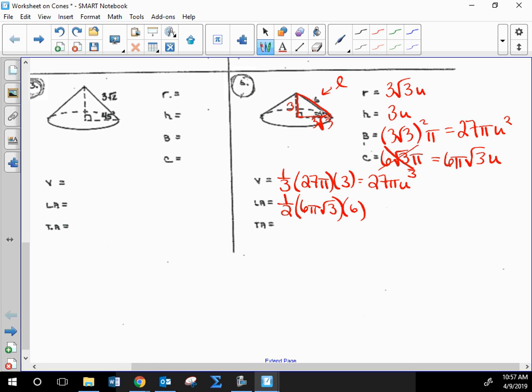So what does this become? 3 times 6, 18 pi. How much pi do I have? 18 pi root 3. And then you add the base. Where do you get that L from? Oh, they gave it to us.